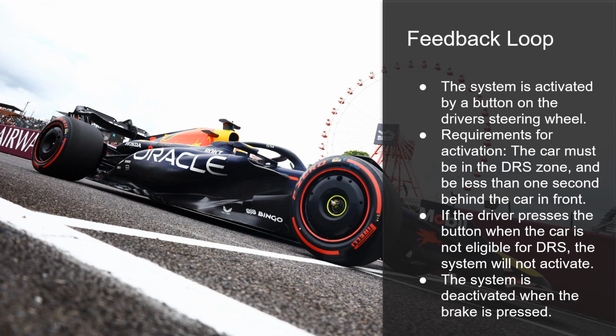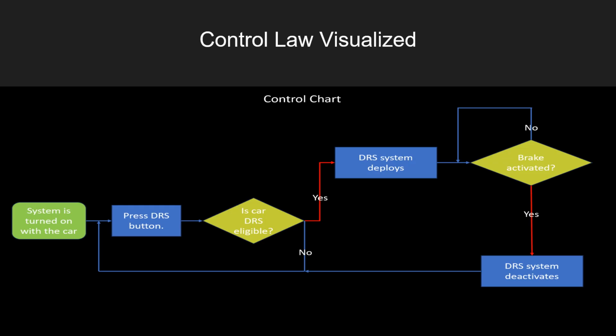If any of these requirements are not met and the DRS opens, not only will it be extremely dangerous because the car won't stop or turn as much as the driver expects, it'll also be considered cheating. This is the control chart for the DRS system. So it is turned on with the car.